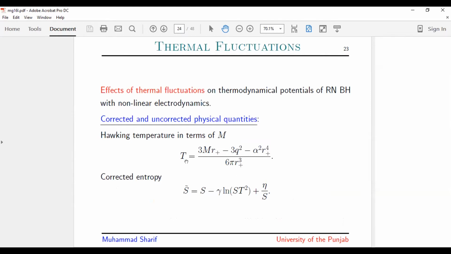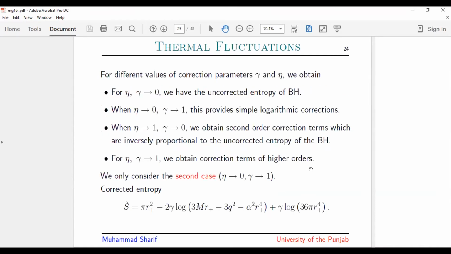We can write the temperature in terms of mass. We have already calculated temperature, but now we write it in terms of black hole mass. We can calculate the corrected entropy. Here S is uncorrected, S tilde is the corrected, T is the temperature, gamma and eta are parameters. We can see from here that different choices of the correction parameters provide different interpretations. When eta and gamma tend to 0, we have the uncorrected entropy of the black hole.